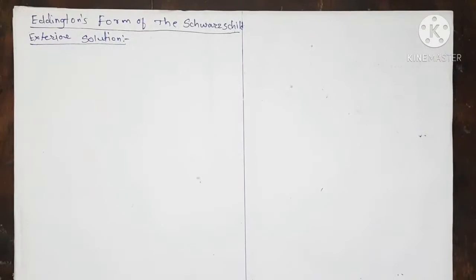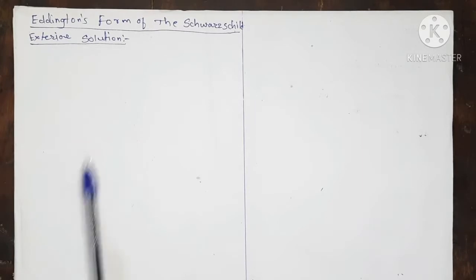Welcome to all. Our today's topic is the Eddington form of the Schwarzschild exterior solution, which can be obtained as we have seen in the isotropic form, that we can transform the line element of the Schwarzschild exterior solution by substituting the new radial coordinate.